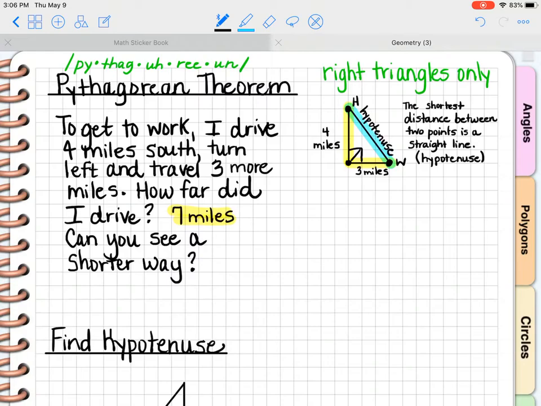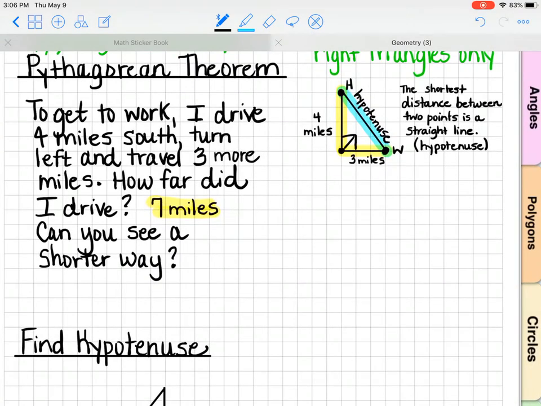And this is the Pythagorean Theorem. This is the way this works. The formula is a squared plus b squared equals c squared, where a and b are the legs of your triangle, the yellow lines, and c is the hypotenuse.